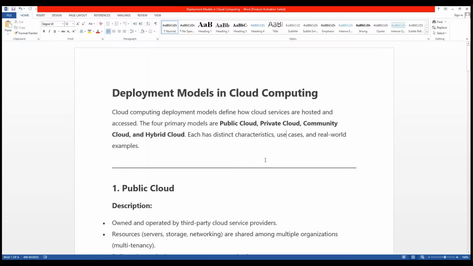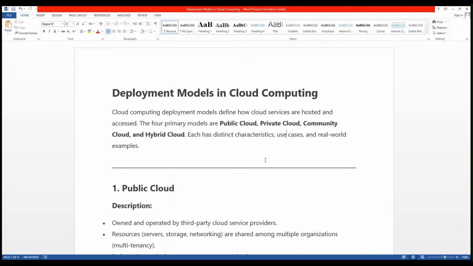Hello, friend. Today we shall talk about what the deployment models in cloud computing are. Friend, today's topic is very interesting, especially if you have an interest in cloud computing and you want to learn about it. So, first of all, we have to understand what basically a deployment model is.